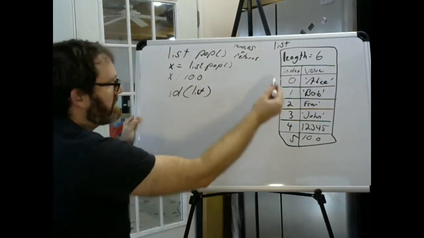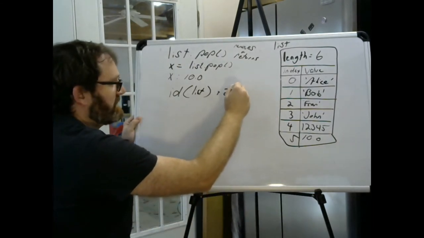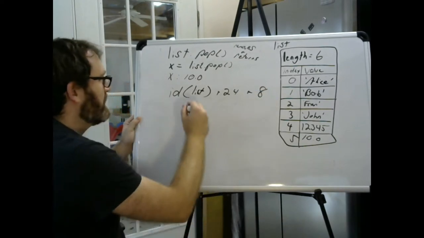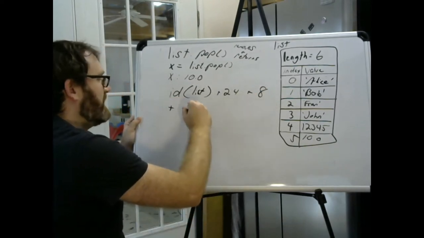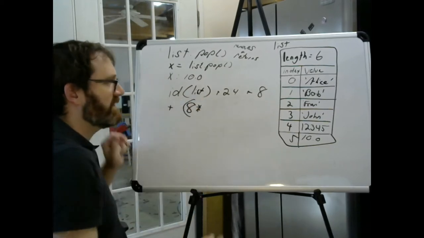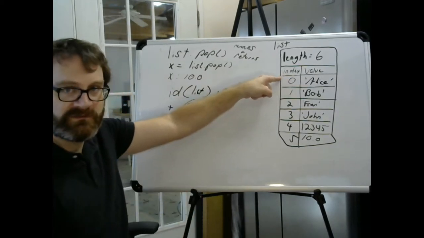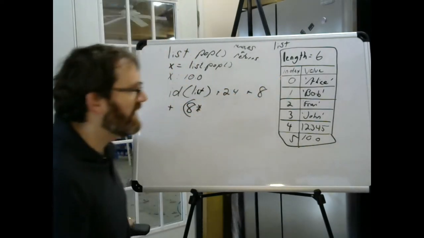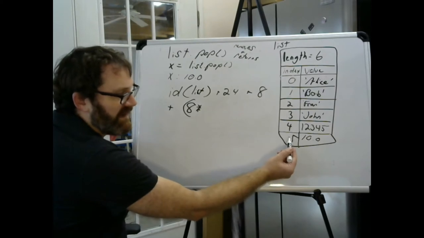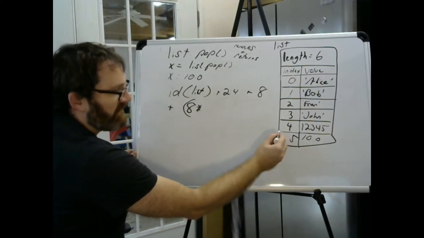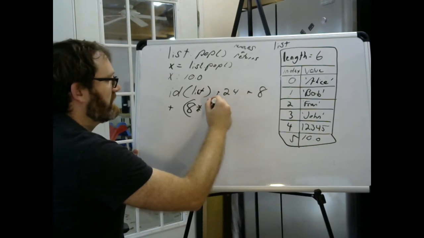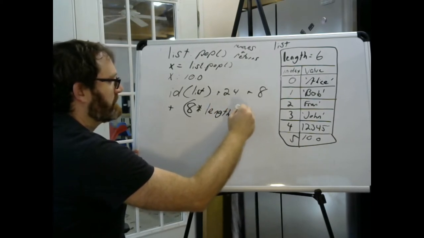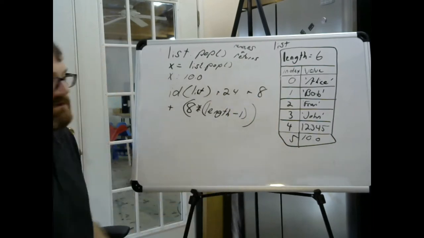Okay. Well, ID of list plus our object header plus our 8 bytes for keeping the length plus 8 times, right? The 8 is the size of each reference, so each one of these is 8 bytes. Right? 8 times what? I want to get this guy right here. Well, to get right here, I need to do length minus 1. Okay, that'll get me right there.